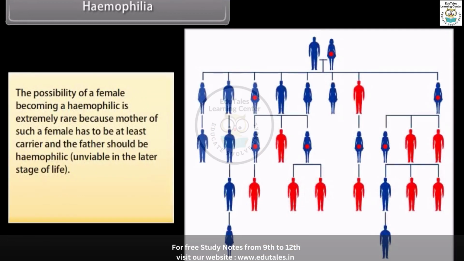The possibility of a female becoming hemophilic is extremely rare because the mother of such a female has to be at least a carrier and the father should be hemophilic, which is unviable in the later stage of life. The following chart shows the transmission of hemophilia.